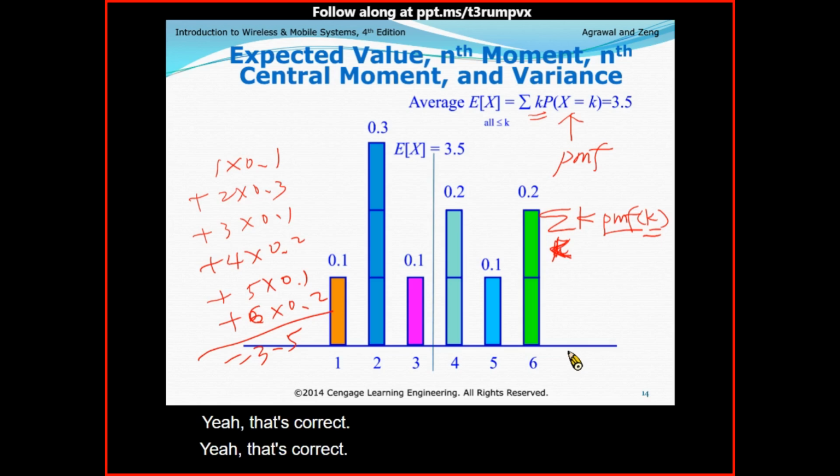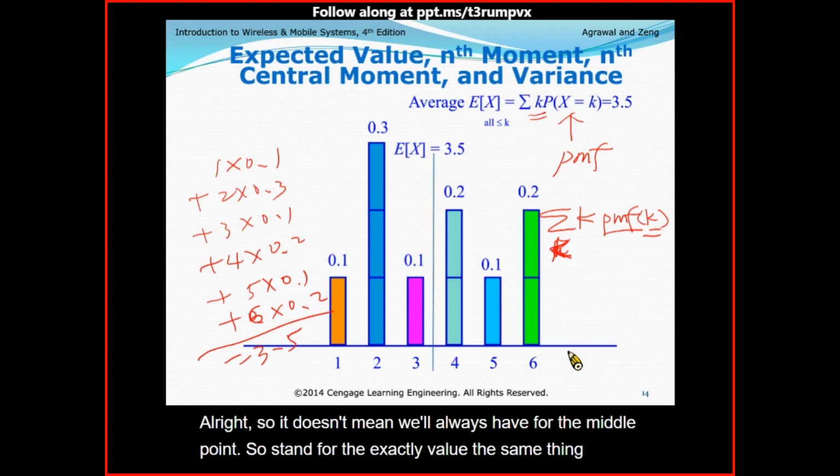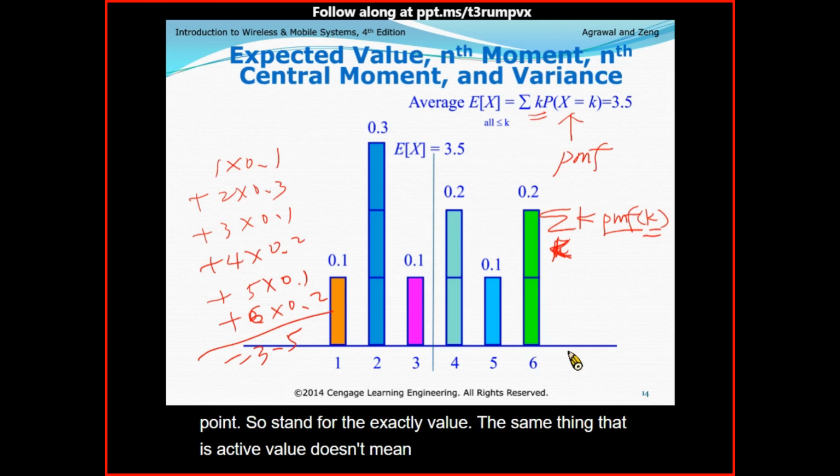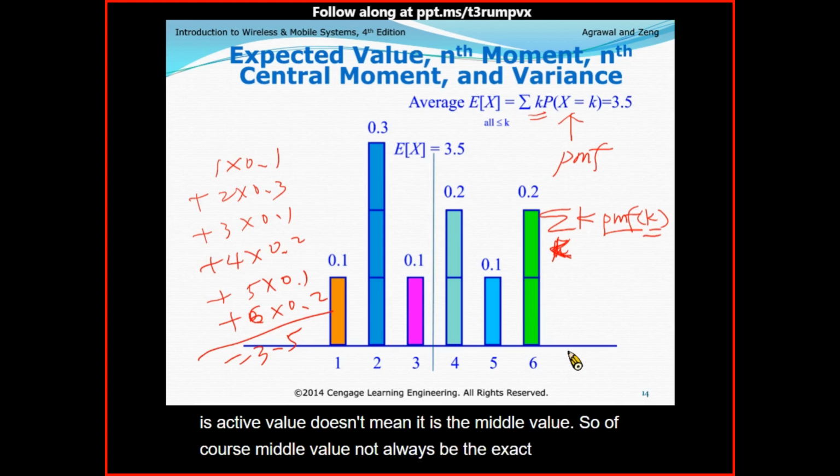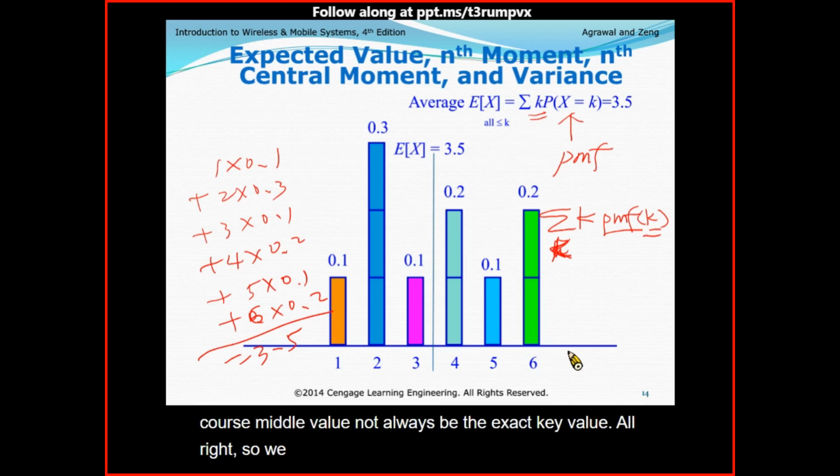All right, so it doesn't mean we'll always have the middle point to stand for the expected value. It's simply the expected value. Doesn't mean it is the middle value. So of course, middle value not always be the expected value. All right, so we use this way to define expected value. And actually, we will have the extension to nth moment.